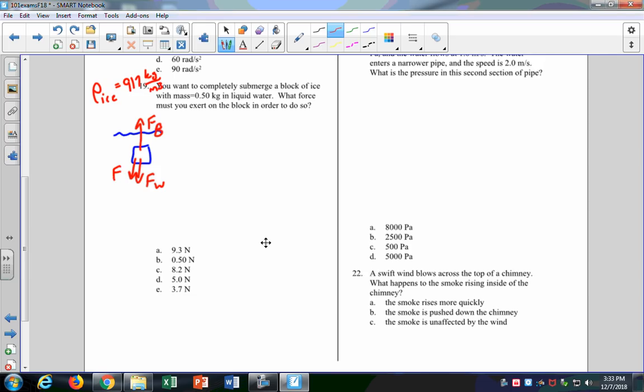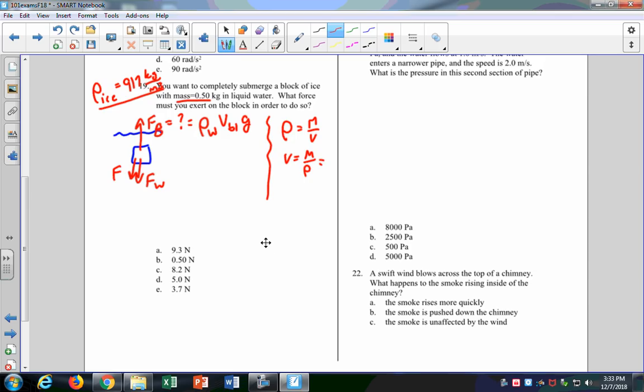Okay? So our first thing is we need to know what is the buoyant force. And it's the density of water, not of ice, times the volume of the block times g. But I don't know the volume of the block. However, I know the mass of the block, and I know the density of the block. And so I have to do this little side deal over here, where I say, well, density is mass over volume. So volume is mass over density.